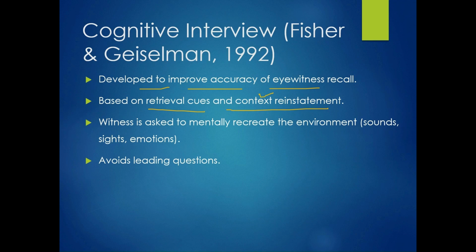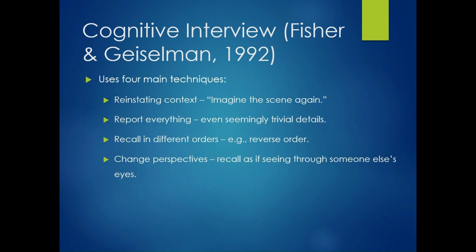So here the witness is asked to mentally recreate the environment including the sounds, sights and emotions, and leading questions are avoided because this could lead to suggestibility. There are four main techniques used here. The first is called reinstating context. Here, the witness is asked to mentally recreate the environment, the sounds, the smells, the emotions, and the surroundings of the event, everything. They are made to imagine the whole scene again.